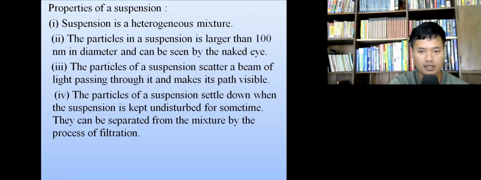Now let us see the properties of suspension. Suspension is a heterogeneous mixture. We know that suspension is a heterogeneous mixture. When we say heterogeneous mixture, it is made of two or more materials. Second, the particles in a suspension are larger than 100 nanometer in diameter and can be seen by the naked eye.